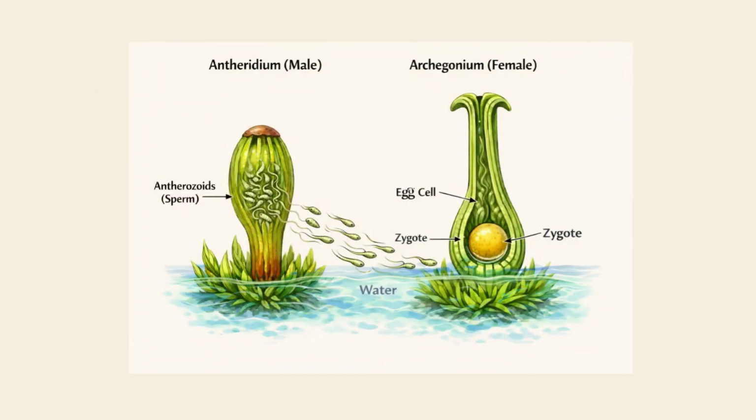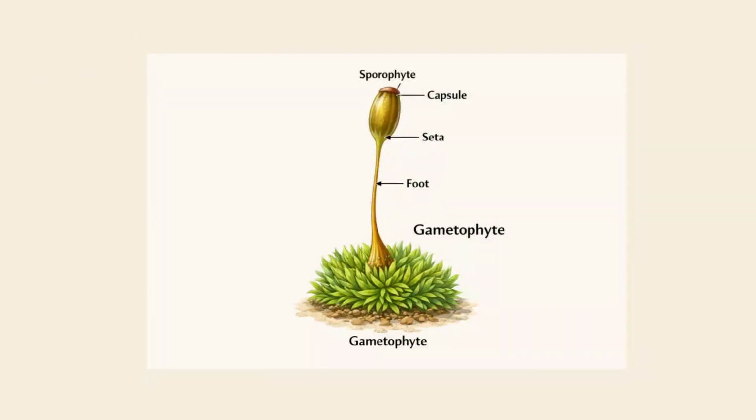During reproduction, sperms are released into water and swim towards the egg present in the archegonium. When fertilization occurs, a zygote is formed. The zygote develops into a new structure called the sporophyte. The sporophyte remains attached to the gametophyte and depends on it for nutrition.